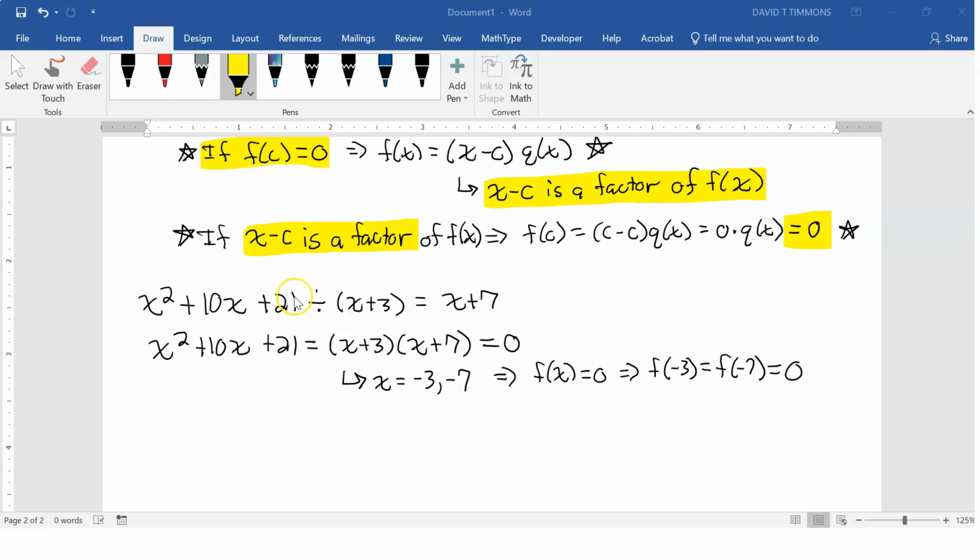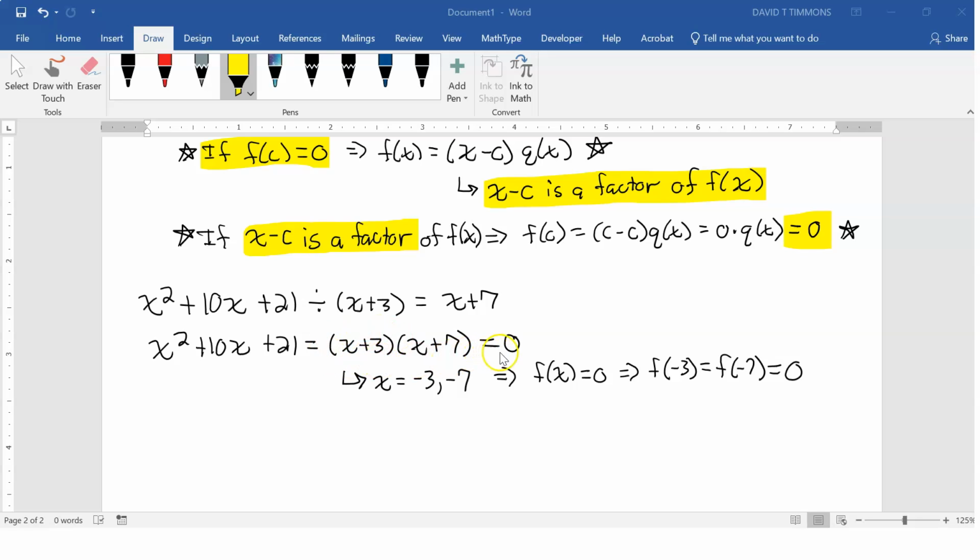Let's revisit example 1 to put some concrete numbers to this theorem. So our dividend was x squared plus 10x plus 21. Our divisor was x plus 3. And we got a division with 0 remainder, which was x plus 7 for the quotient. So, because there's no remainder, we could express our dividend, f of x, as the product of the divisor times the quotient.